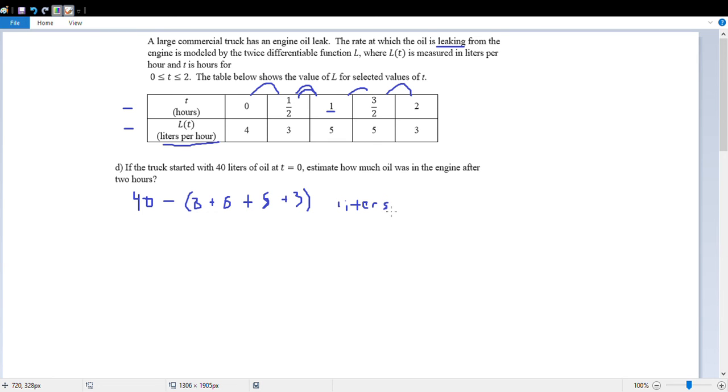Okay? So we obviously got a big problem. Hopefully this isn't something that happens in the real world. That's a lot of oil going into the environment. But in the math world, anything's possible, right? Okay, so that pretty much is done. That's it for that one.